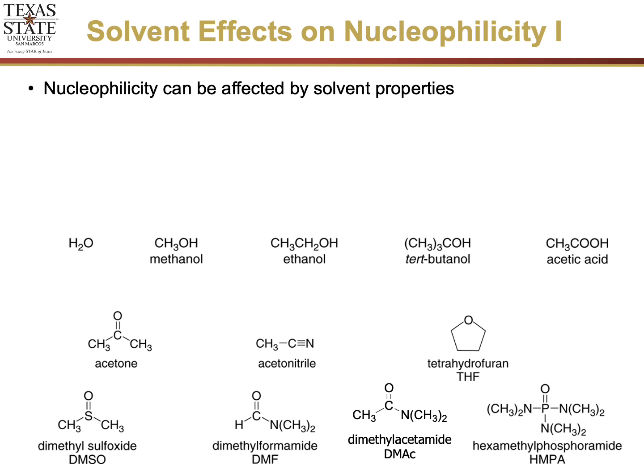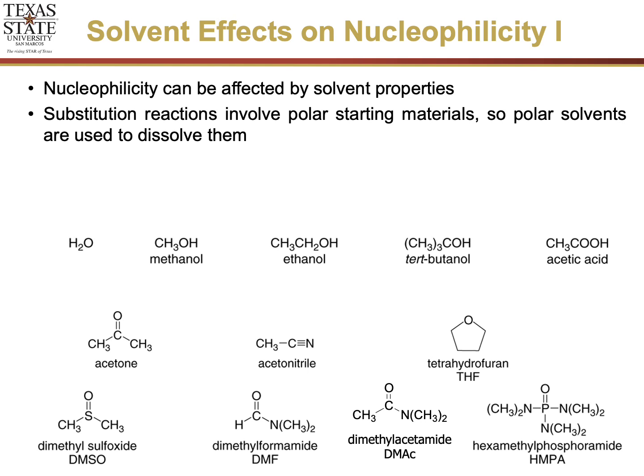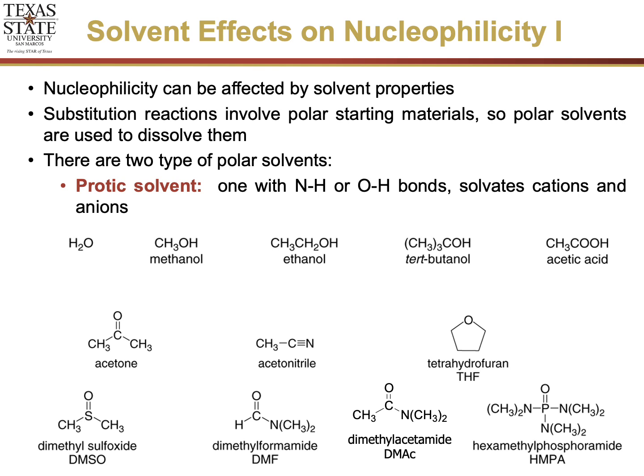Okay, there's also an effect with solvent on nucleophilicity. Since we have to have the solvent actually dissolve polar materials, we typically use polar solvents to dissolve them. And we have two types of polar solvents that we're going to use. The first one is what we call a protic solvent. This is a solvent that can hydrogen bond, so it solvates the cations and anions by being able to donate either the electron pair of the electronegative atom or the hydrogen from the protic portion of it. So think, if it hydrogen bonds, it's a protic solvent.